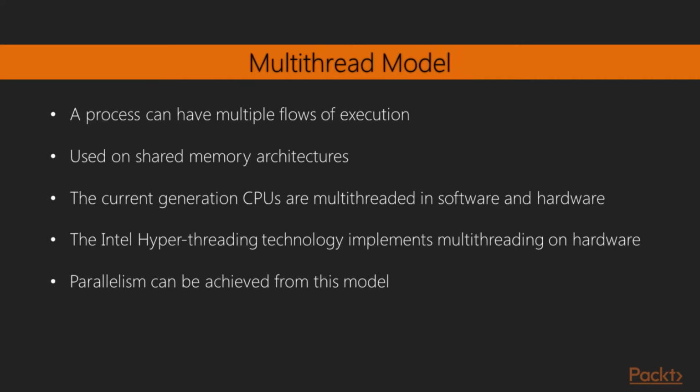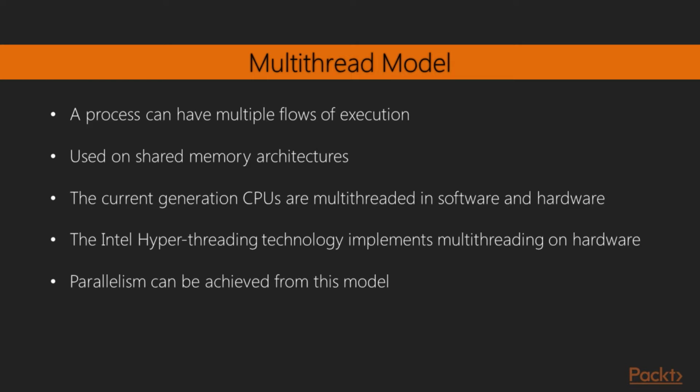Next, we move on to the multi-thread model. In this model, a process can have multiple flows of execution. For example, a sequential part is created, and subsequently, a series of tasks are created that can be executed in parallel. Usually, this type of model is used on shared memory architectures. So it'll be very important for us to manage the synchronization between threads as they operate on shared memory, and the programmer must prevent multiple threads from updating the same locations at the same time.